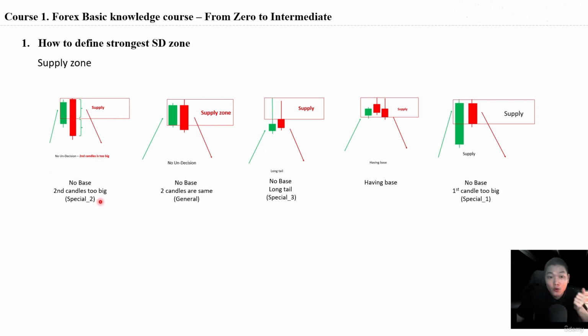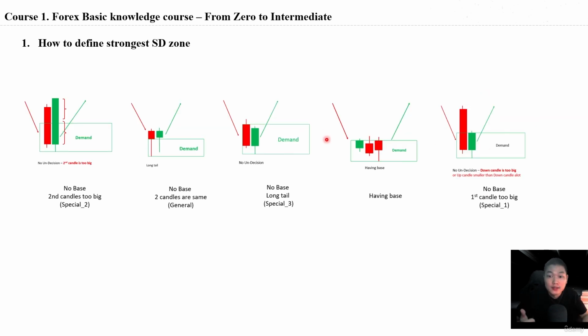The strongest has no base, and the second candle is 2 peaks. It shows you that a lot of sellers push the market down sharply. And on the right side, you can see the first candle is 2 weeks. It means that a lot of buyers still want to push the market higher and very few people want to sell in the market. Therefore, this one is the weakest supply zone. And on the demand zone, it is also the same theory. You can use these types to define the strongest and weakest supply and demand zones on the market.